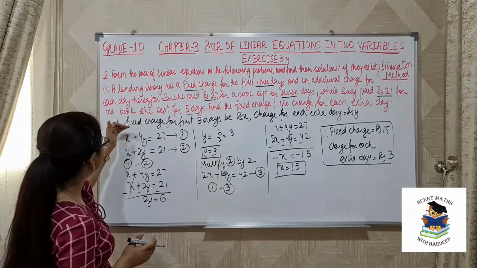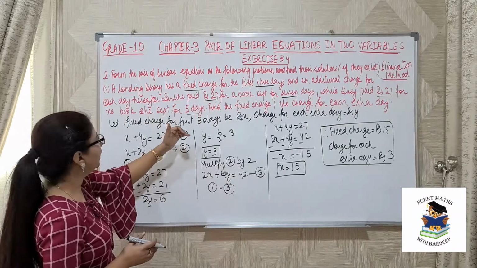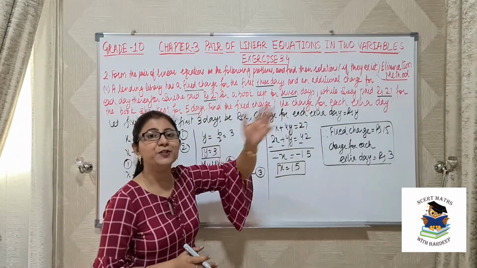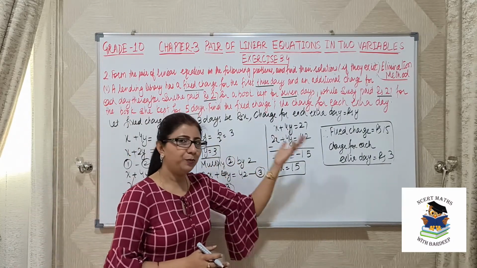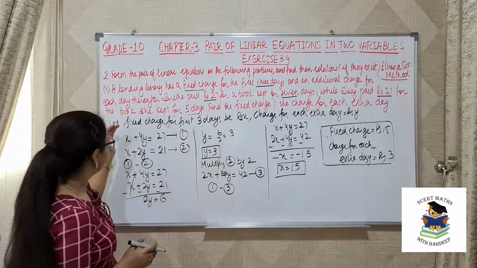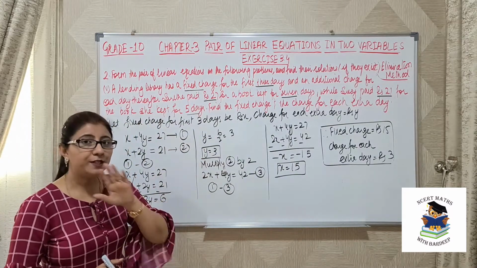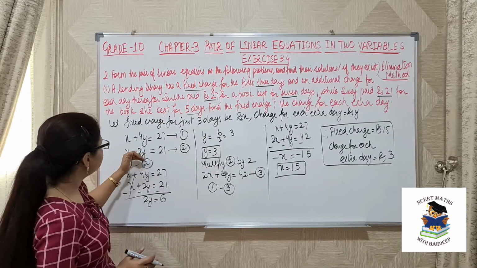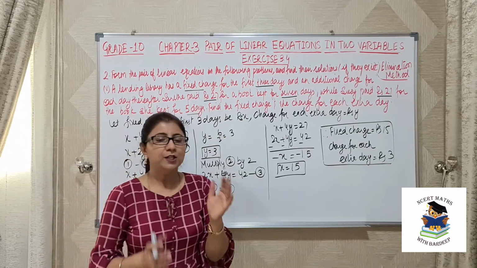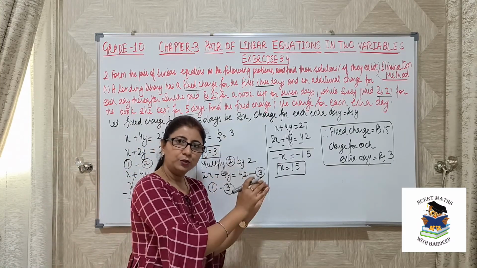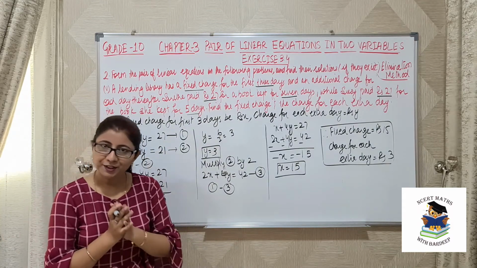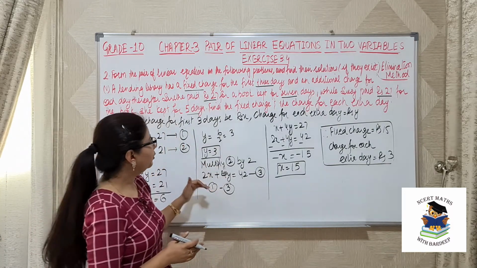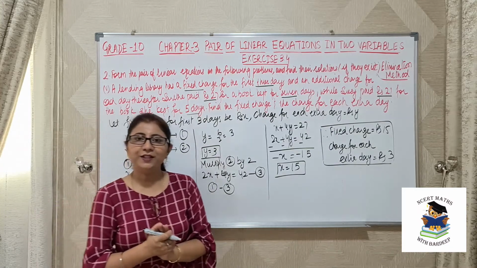So don't write x plus 7y just because it is kept for 7 days. No. Out of 7, for 3 days she has to pay only rupees x. So x plus 4y, not 7y. Similarly, since the second book is kept for 5 days, again 3 days is for rupees x only, and for the next 2 days she has to pay 2 times y. So I hope this type of question is also clear to you.